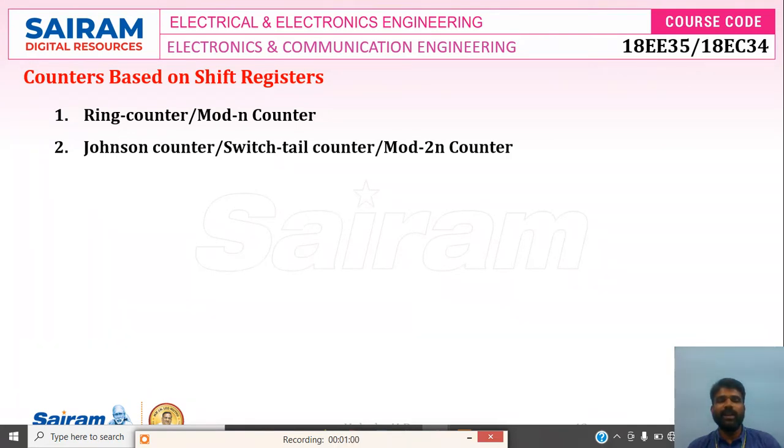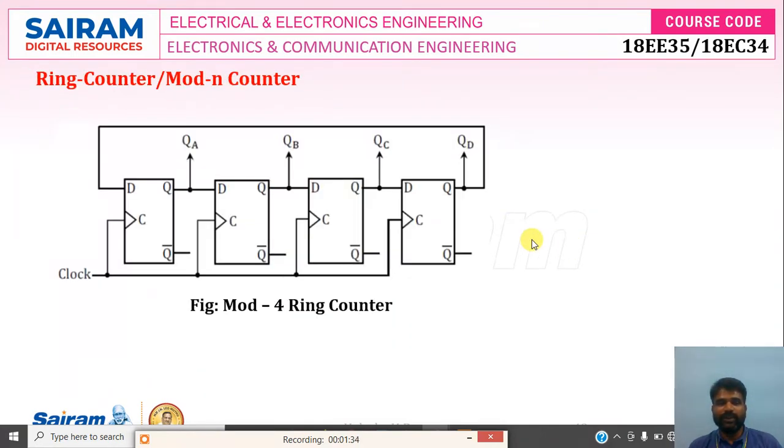They are the ring counter, also called a mod n counter, where n is the number of flip-flops. Suppose if you use 4 flip-flops in the ring counter, it is a mod 4 counter. If you use 8 flip-flops, it is a mod 8 counter. And second one, the Johnson counter, also called a switch tail counter, and it is also called a mod 2n counter. Again, here n is the number of flip-flops. So suppose if you use 4 flip-flops, then it is a mod 8 counter. So we'll discuss the configuration and operation one by one.